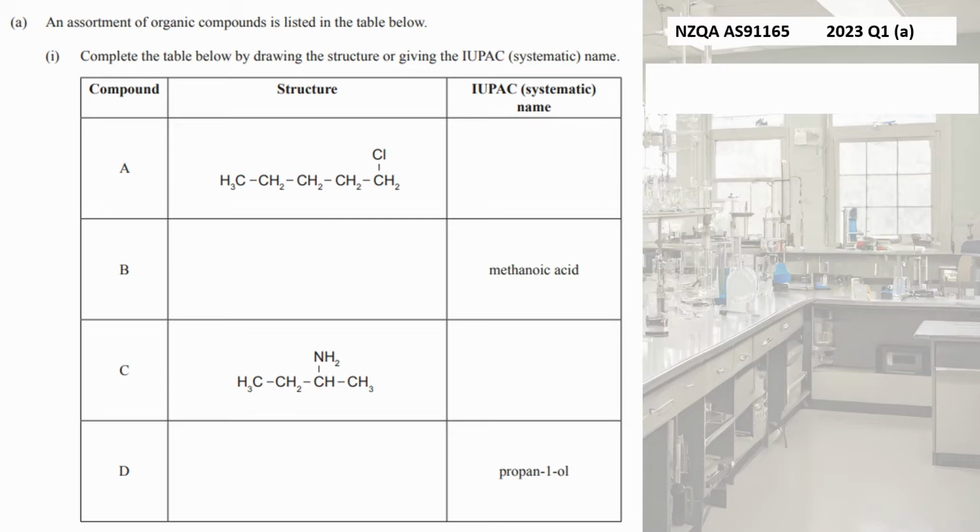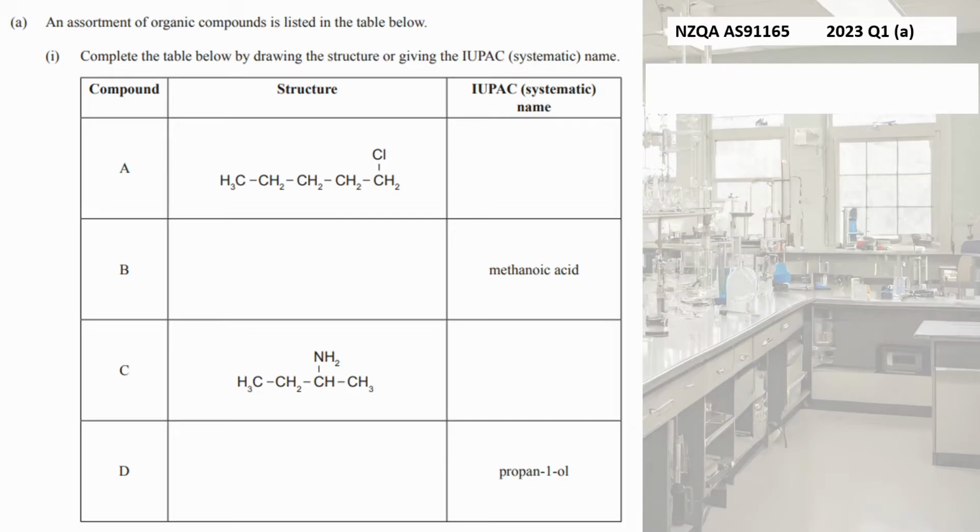Okay, question 1 here. An assortment of organic compounds is listed below. So here's a table. We're going to expect this in every one of the exams that they give us. They've given us a couple of structures and a couple of names. So with the structures, they want us to give the names. With the names, they want us to draw the structures. And don't be fazed by them. They'll always say this, which is complete the table by drawing the structure or giving the IUPAC systematic name.